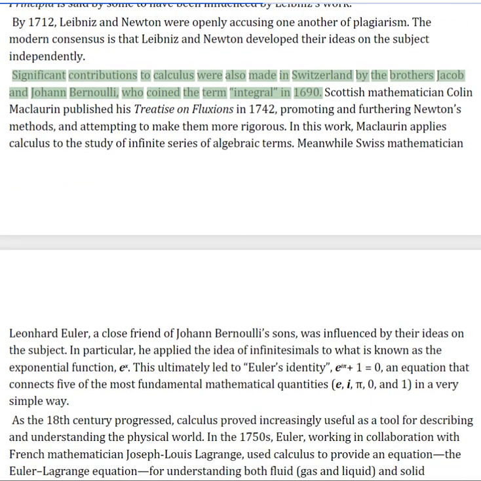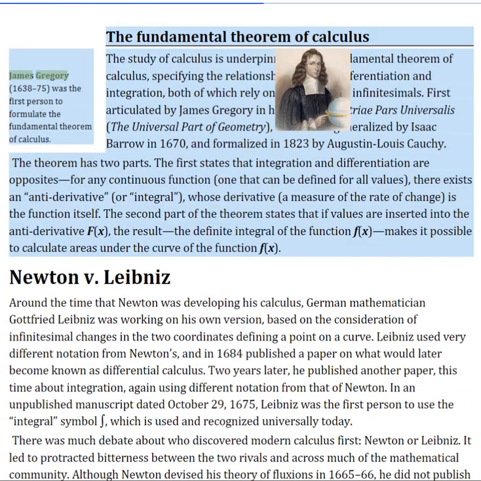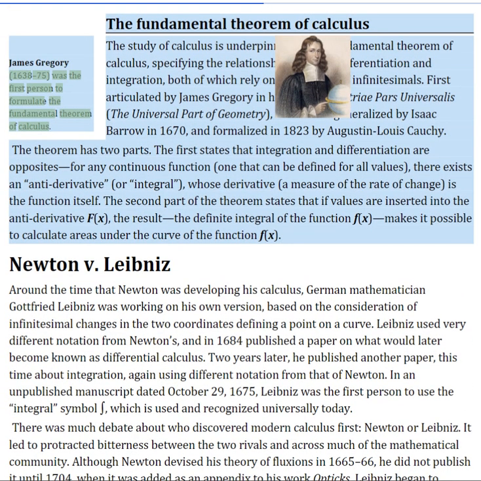Significant contributions to calculus were also made in Switzerland by the brothers Jacob and Johann Bernoulli, who coined the term integral in 1690. Scottish mathematician Colin Maclaurin published his treatise on fluxions in 1742, promoting and furthering Newton's methods, and attempting to make them more rigorous. In this work, Maclaurin applies calculus to the study of infinite series of algebraic terms. Meanwhile, James Gregory was the first person to formulate the fundamental theorem of calculus.